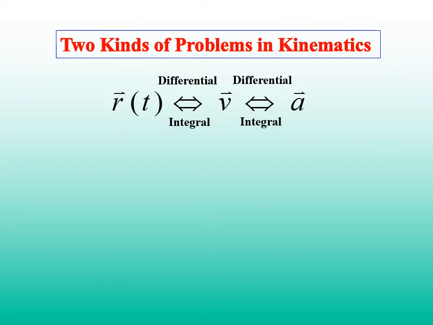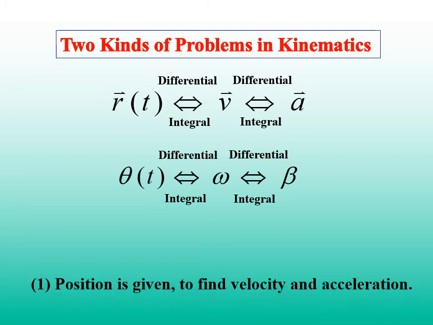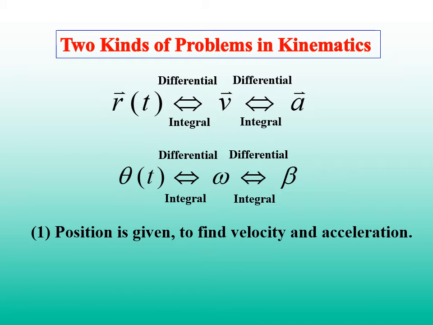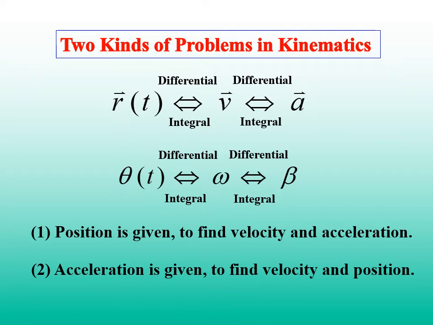There are two kinds of problems in kinematics. The first one is that the position of the object is given. You are asked to find the velocity and acceleration. All you have to do is the derivative. The second problem is that the acceleration is given. You are supposed to find the velocity and position. You just need to do the integral. It is quite easy as well.